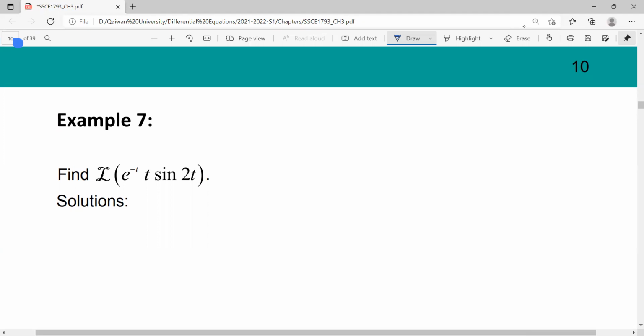We have three functions which are multiplied. We have f of t, which is multiplied by t to the power n, and it's multiplied by e to the power at. Here, we should first determine what's f of t. F of t here is sine 2t. We are going to separate it.